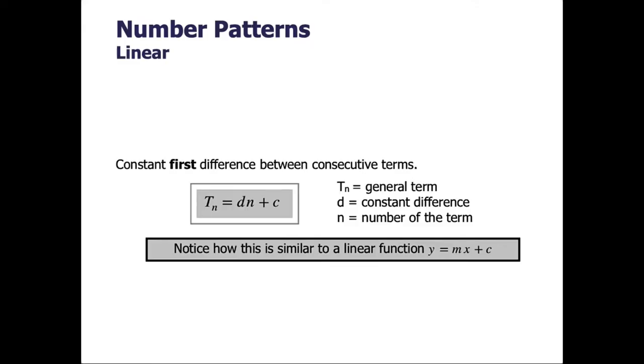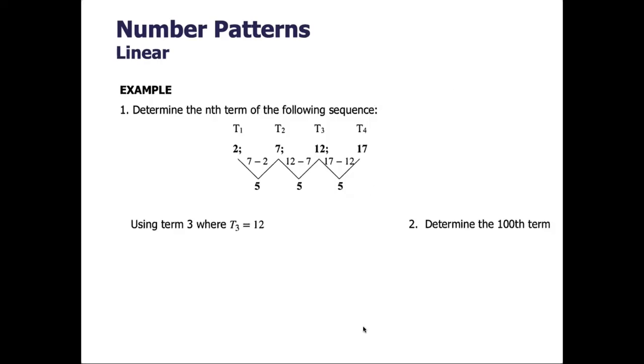Okay, so linear number pattern, you should know this very well, is a pattern where there is a constant first difference. So if we have a look at the example that they give you on page 2, when we say that there is a constant first difference, it means if you say 7 minus 2, we get 5. 12 minus 7 is 5. 17 minus 12 is 5. And so the difference every time is constant.